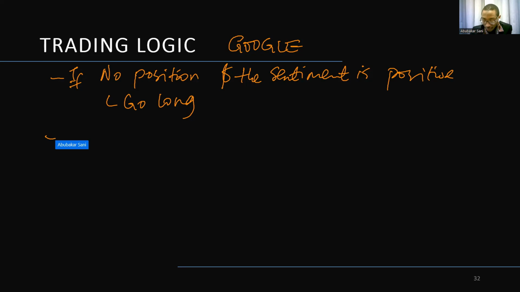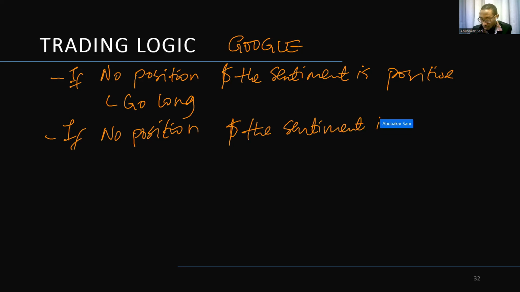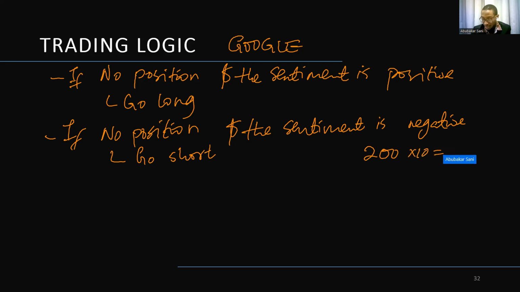The second scenario is, in the morning when I woke up and started looking at the news, I saw that the sentiment about Google is negative, meaning maybe something happened. Google maybe has done something wrong. I'm going to go short. By going short, I will go to the broker. Let's say Google is now 200. I will tell him, borrow me 10 shares of Google at 200. That is $2,000, right? Then I will sell it and keep the $2,000 in my pocket, because people are not happy.